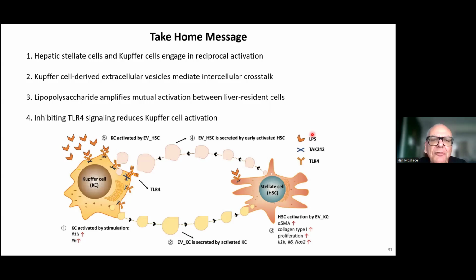Endotoxin, which is an activator of Kupffer cells, so a model of liver inflammation, amplifies the effects of the Kupffer cells on the stellate cells, and the activation of stellate cells is mediated to a large extent by toll-like receptor 4. We have done a number of other experiments also with other combinations of cells, for example, Kupffer cells and hepatocytes, stellate cells and sinusoidal endothelial cells, but I think that is too much for today.